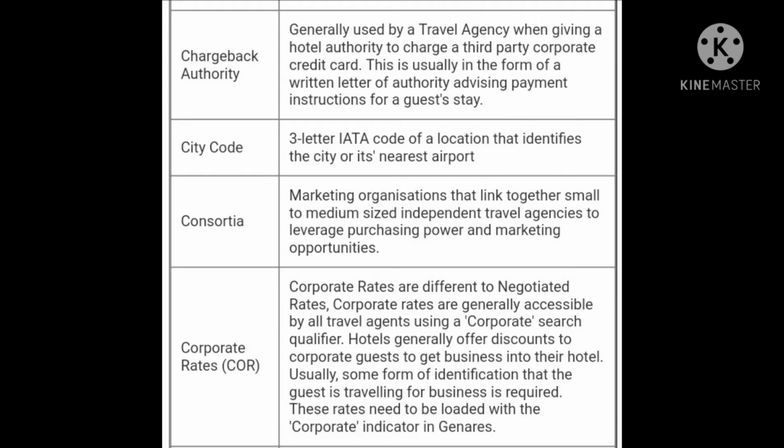Corporate rates are different to negotiated rates. Corporate rates are generally accessible by all travel agents using a corporate search qualifier. Hotels generally offer discounts to corporate guests to get business into their hotel. Usually, some form of identification that the guest is traveling for business is required. These rates need to be loaded with the corporate indicator in Genesis.